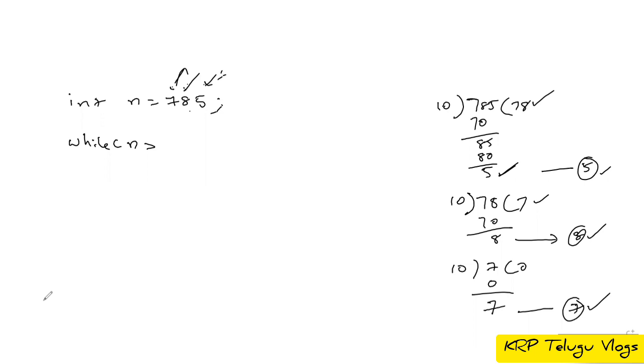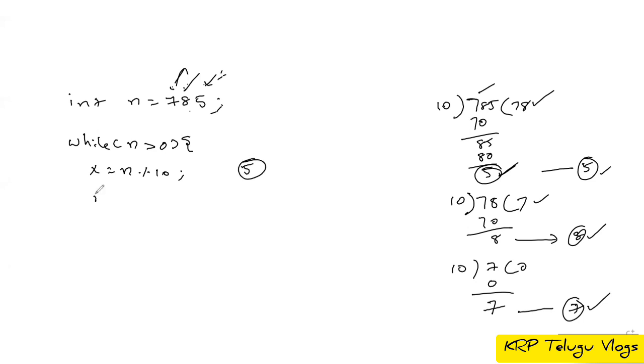What we have to write? While n greater than 0. Now n is 785. So what I will do? x is equal to n modulus of 10. So now what is the x value? 5. 785 modulus of 10 is 5. First we have extracted 5.